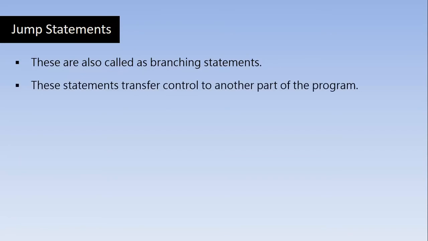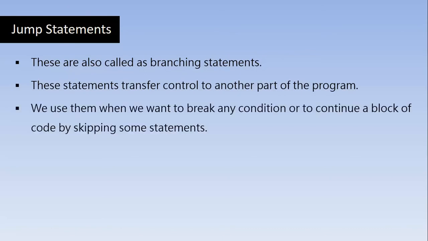These statements transfer control to another part of the program. So we place these jump statements in a particular block of code. When the control encounters the jump statement, the control transfers to some other part of the program. We use them when we want to break any condition or to continue a block of code by skipping some statements. So when we start doing the example programs, you will understand how to use them and how to perform them.